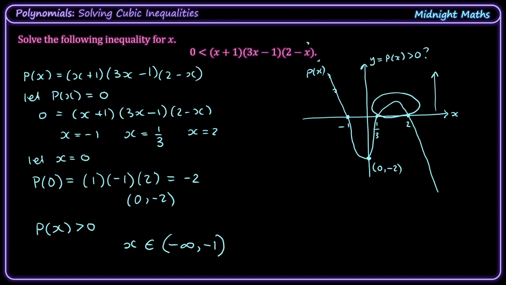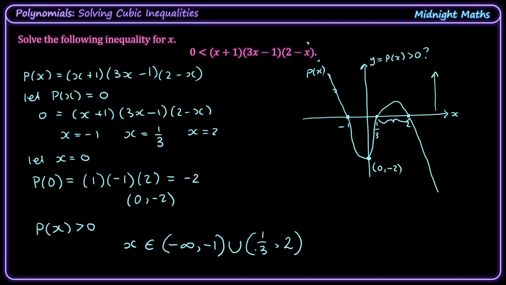Okay, let's do the next section. So that's this section here. The x values that correspond to this positive bit in the y are between these two x-intercepts. So we'll put union to show that there's another section that we're including, and we're going from 1/3 to 2. So we're looking at this number line between these two x-intercepts, which is 1/3 to 2. Okay, and this is our solution for the inequality.